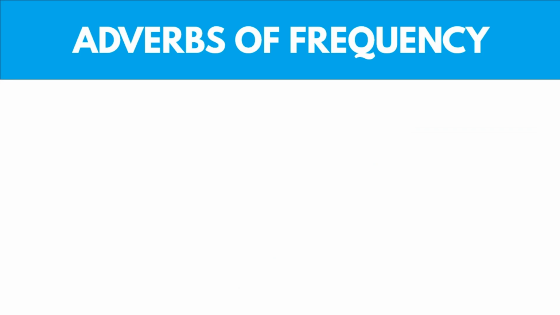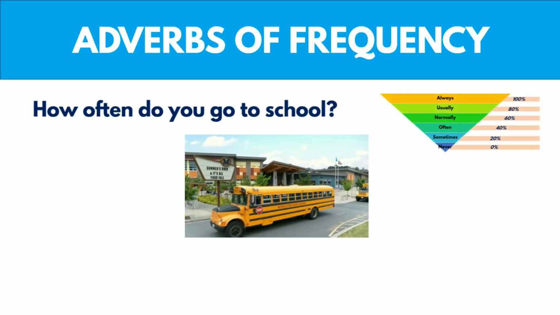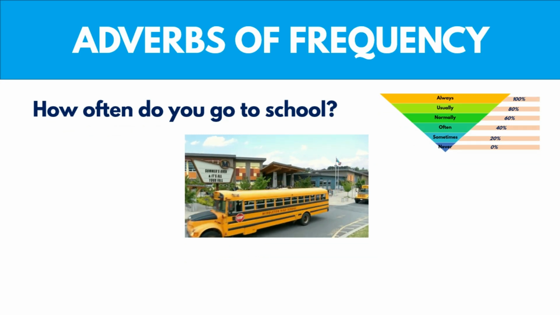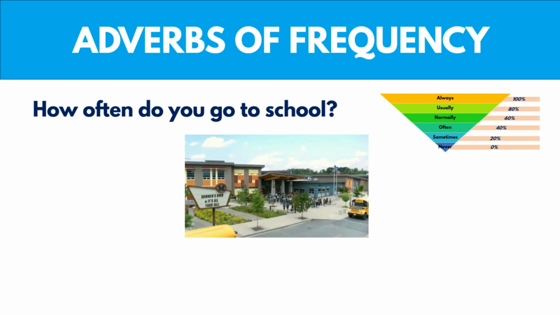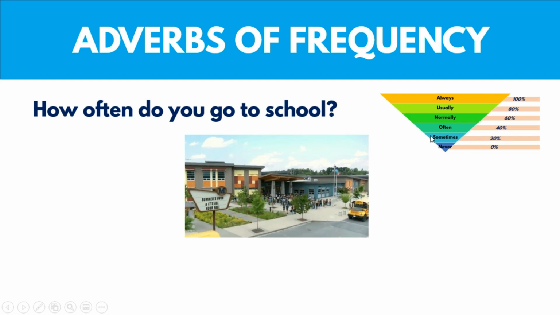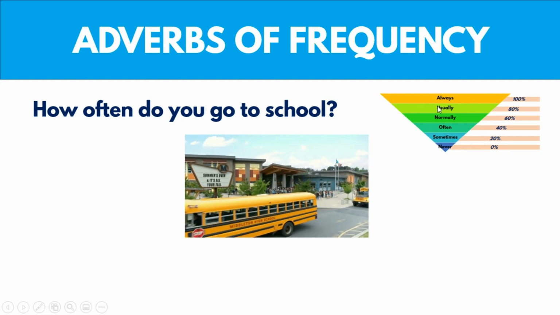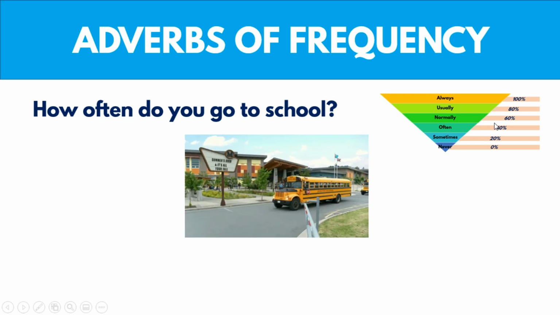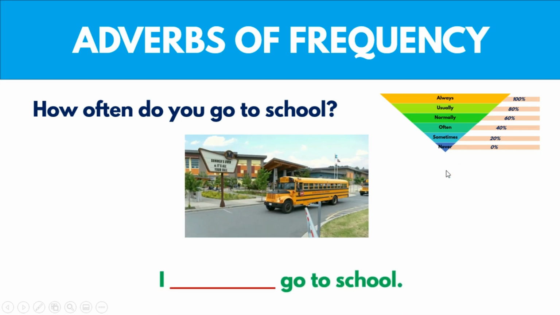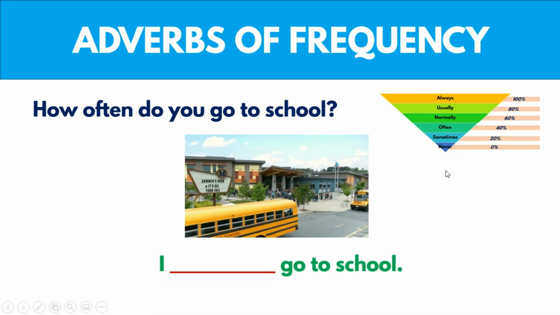So, let's start with the first question that I want to ask you. You have to answer by yourself. Are you ready? First one. How often do you go to school? You can always refer to the chart here. If you come to school every day, you can say always. Usually, maybe 4 out of 5. Normally, often, sometimes, or maybe never. So, what's your answer?